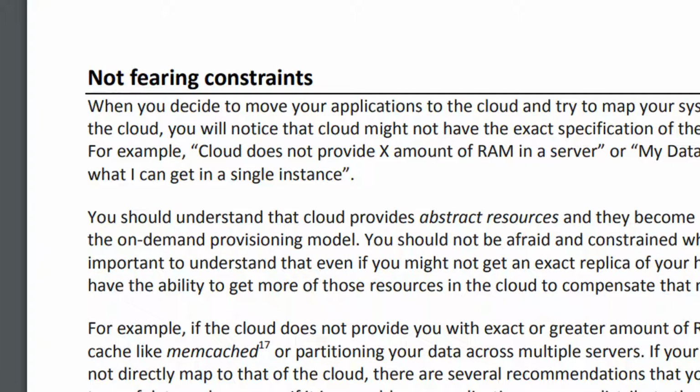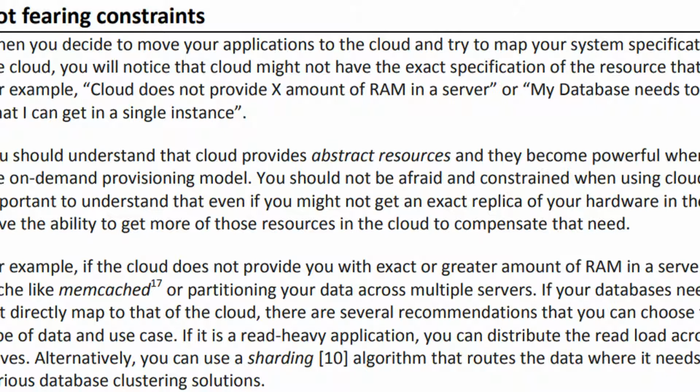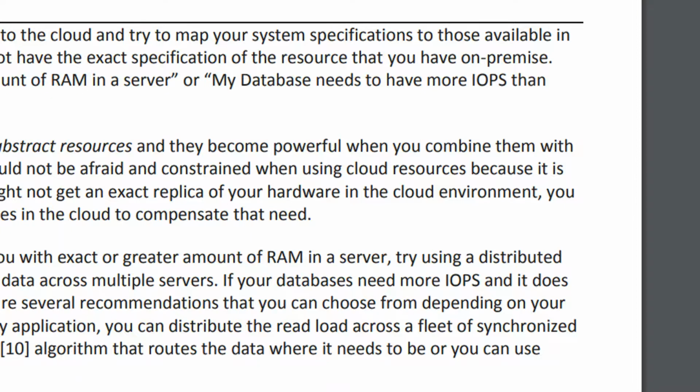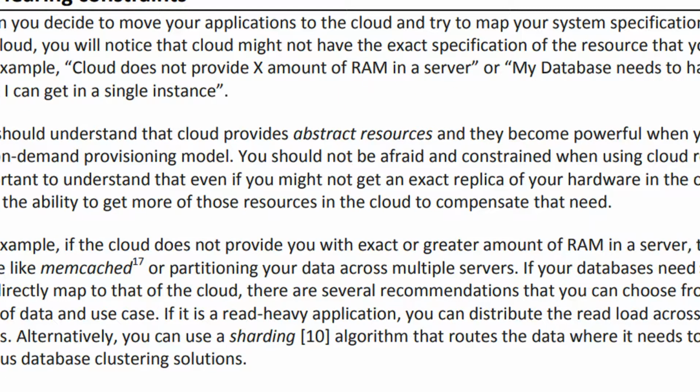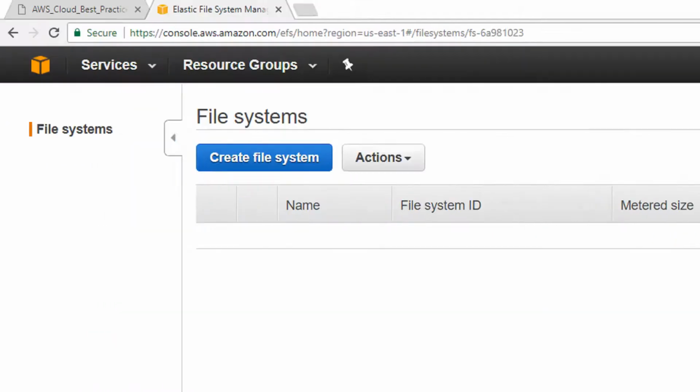Now, if the cloud does not provide you the amount of RAM in a server, try using a distributed cache, like a memory cache across multiple servers. If your database needs more IOPS than you have, then the recommendation is to choose the type of data and the use case that supports that. So let's just take a look at one approach that supports this.